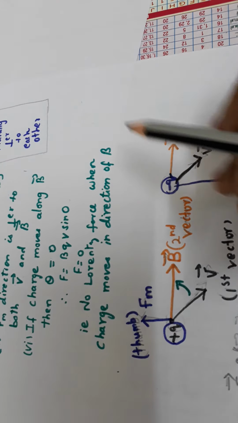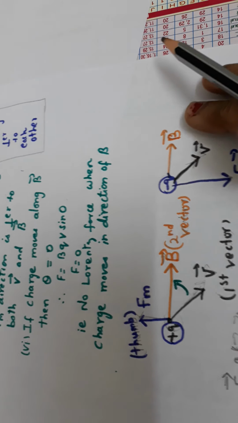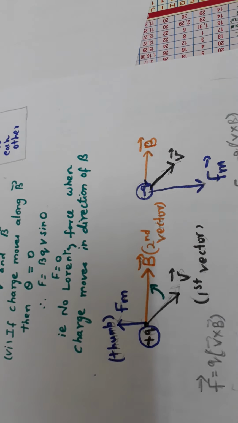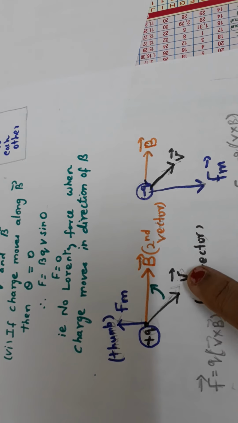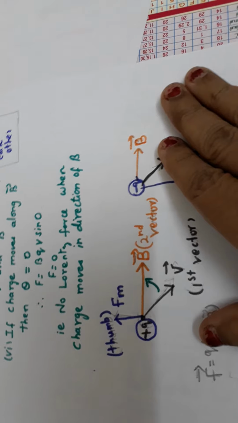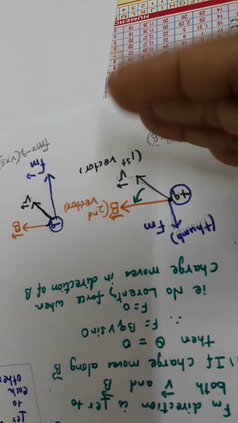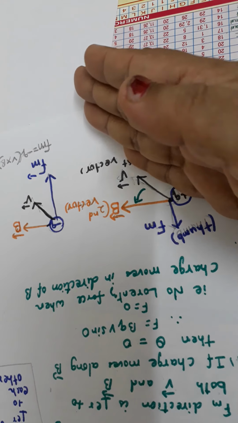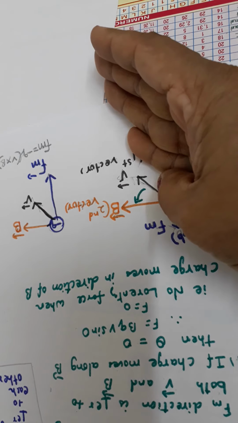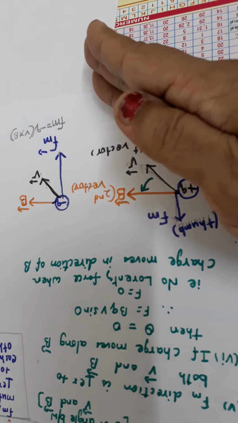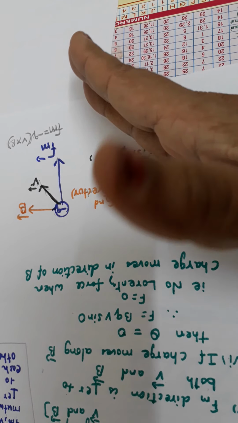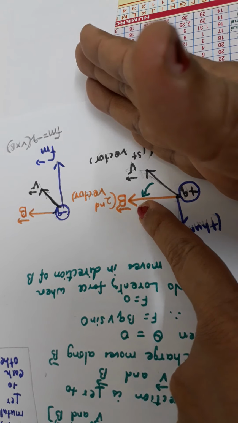And to find the direction of the Lorentz force, you can use the right hand rule. Right hand rule, what is that? Already I taught you. You have to keep these four fingers on the first vector. V is the first vector. I will tilt the paper this way, right? You keep these four fingers on the first vector so that the palm is facing the second vector. V is the first vector, B is the second vector. So place all four fingers in the V direction. The palm is facing the B vector, right?